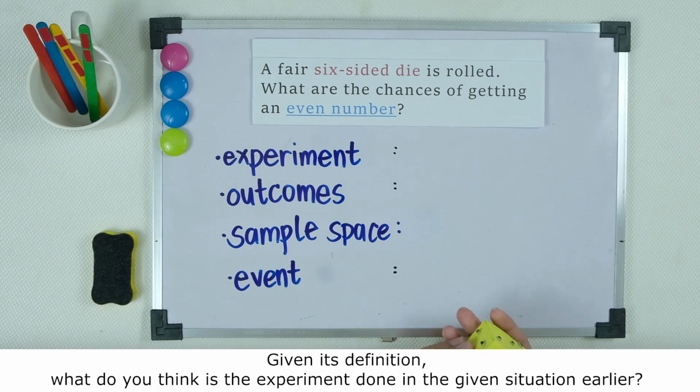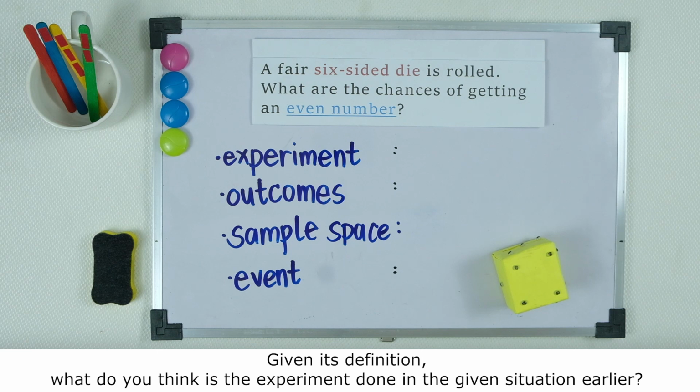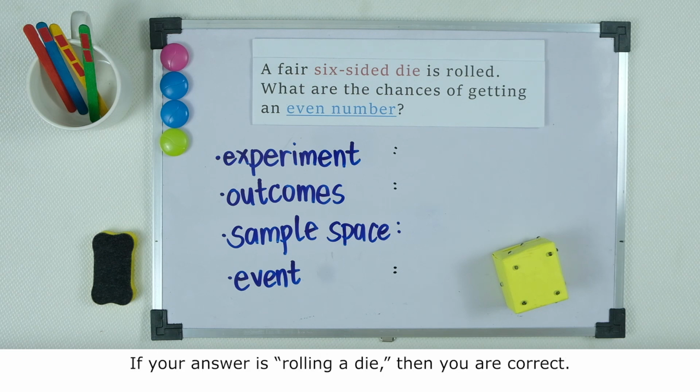Given its definition, what do you think is the experiment done in the given situation earlier? If your answer is rolling a die, then your answer is correct.